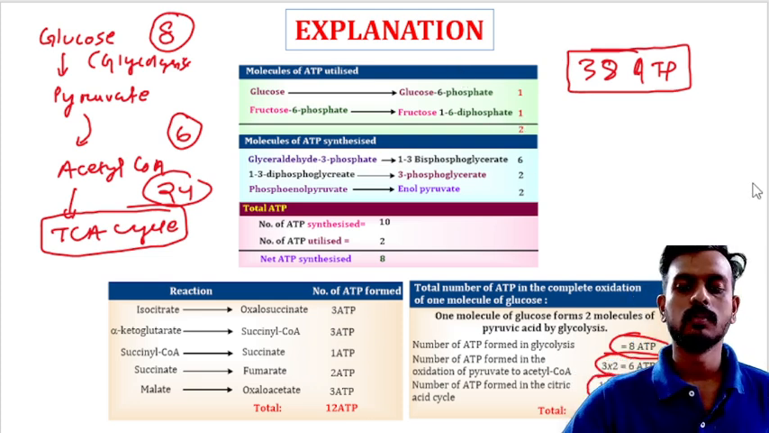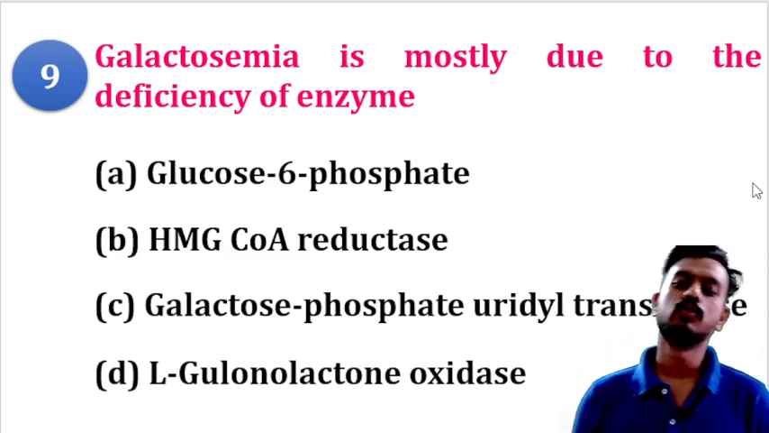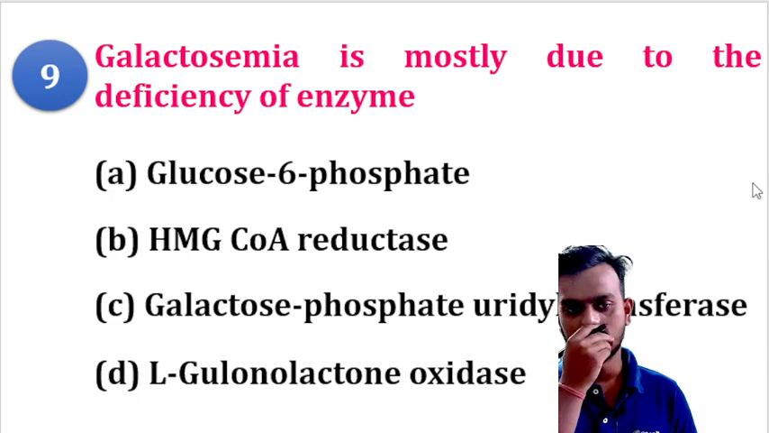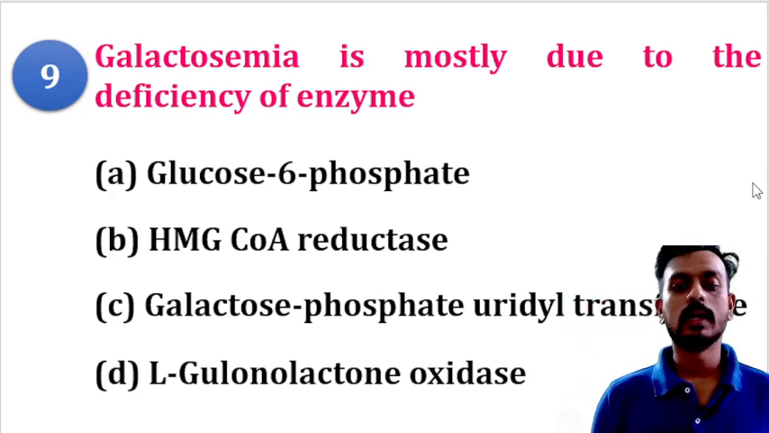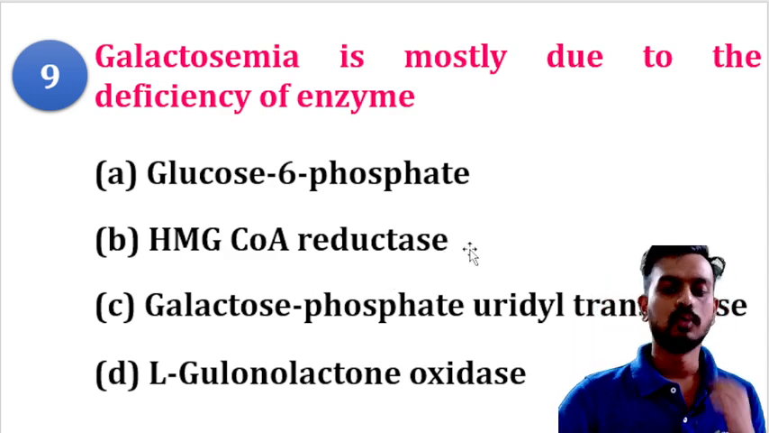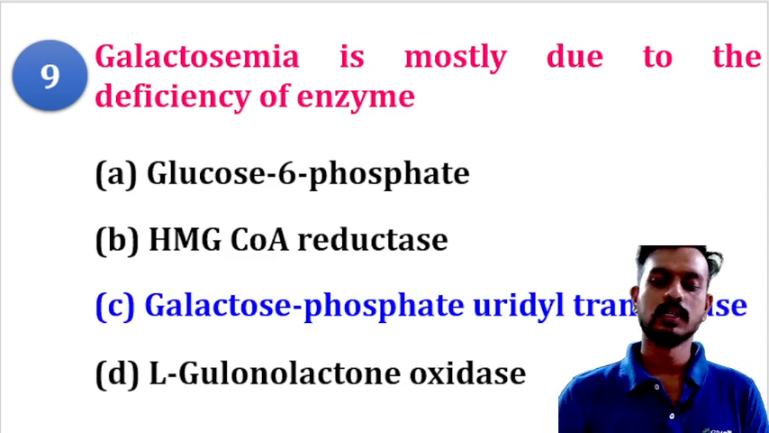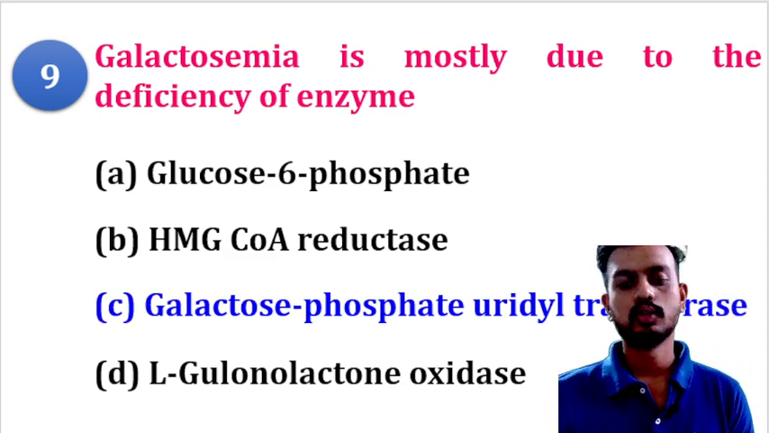So moving to the next question. Galactosemia is mostly due to the deficiency of which enzyme? Galactosemia is basically due to deficiency of glucose 6-phosphatase, HMG coenzyme A reductase, galactose 1-phosphate uridyl transferase, or L-gulonolactone oxidase. So this is basically due to galactose 1-phosphate uridyl transferase.